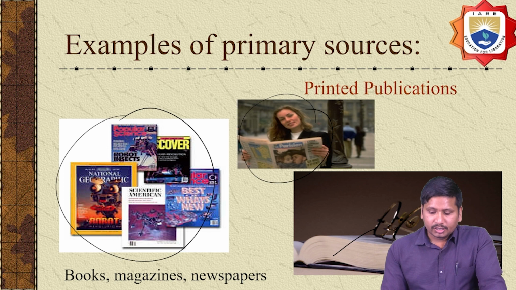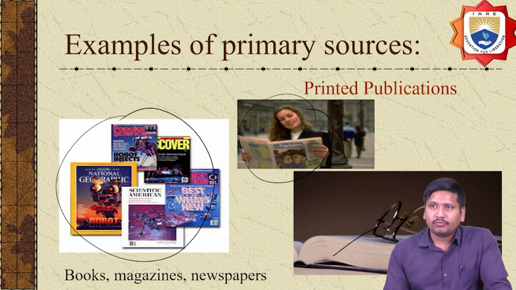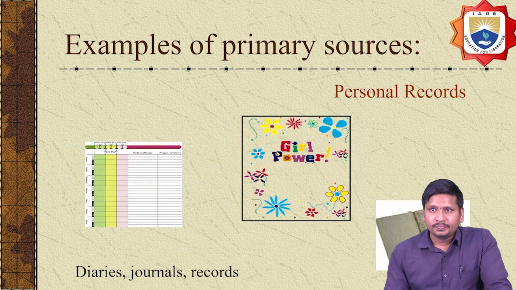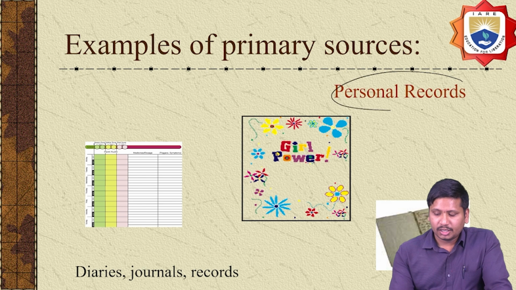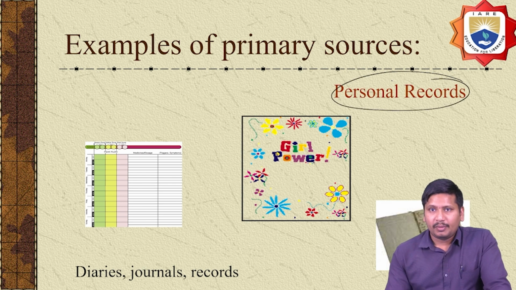Whatever publication is printed should also be an example of a primary source. Some other examples of primary sources are diaries, journals, and records. All the personal records come under this. Diaries mean everyone maintains a diary, right? The information written in that diary is a primary source only.